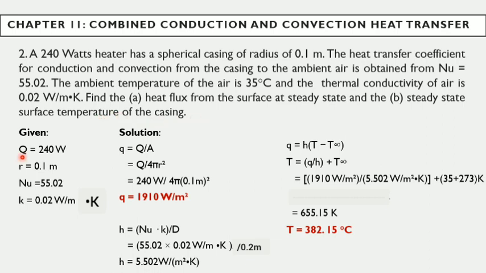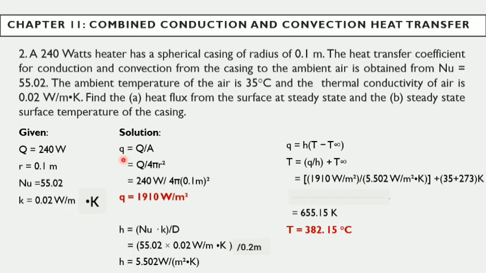So we have the given Q equal to 240 watts, radius equal to 0.1 meter, and the Nusselt number for convection equal to 55.02, and the thermal conductivity of air is 0.02 watts per meter times Kelvin. So in this problem, we will find the heat flux and the surface temperature of the casing.